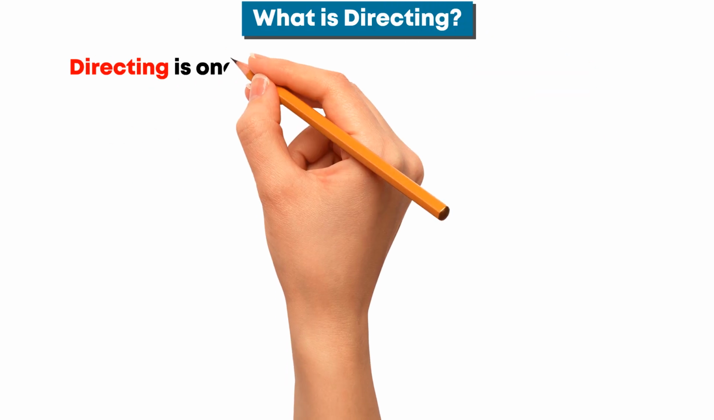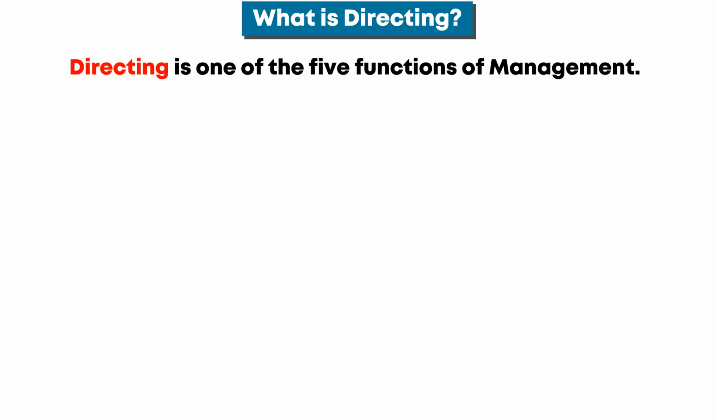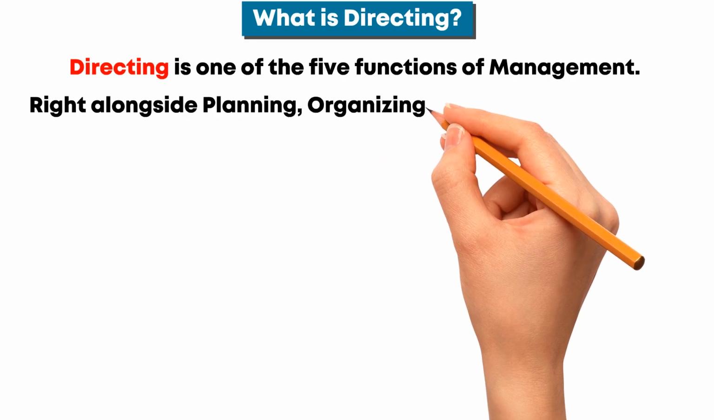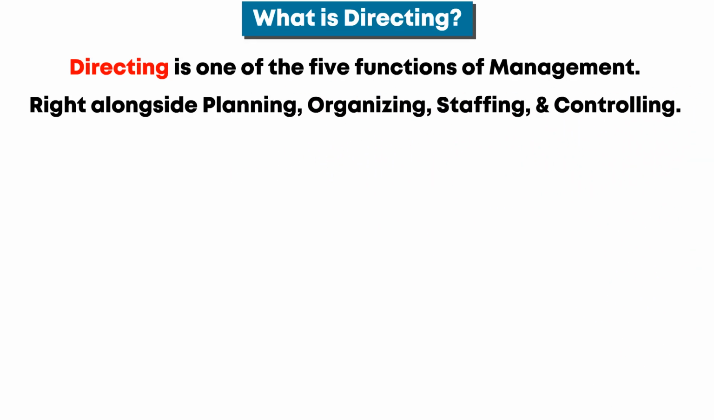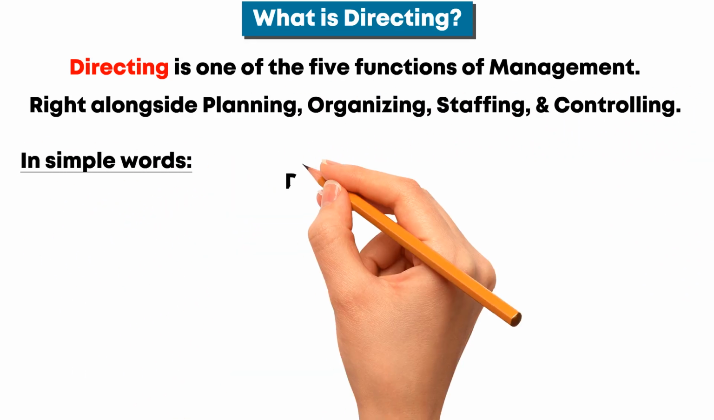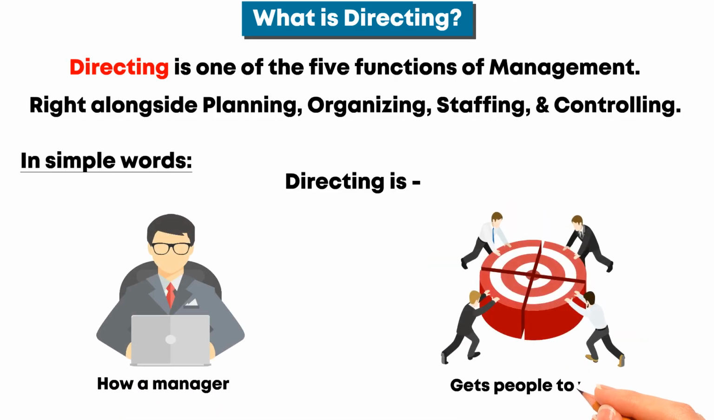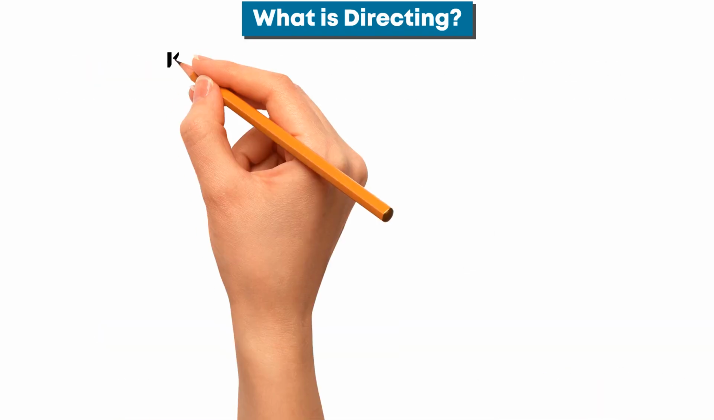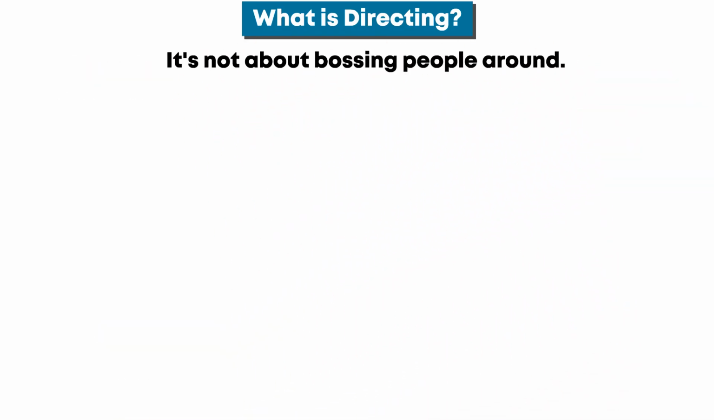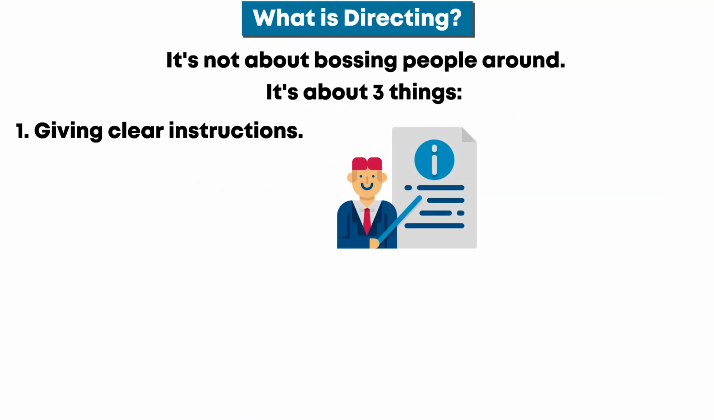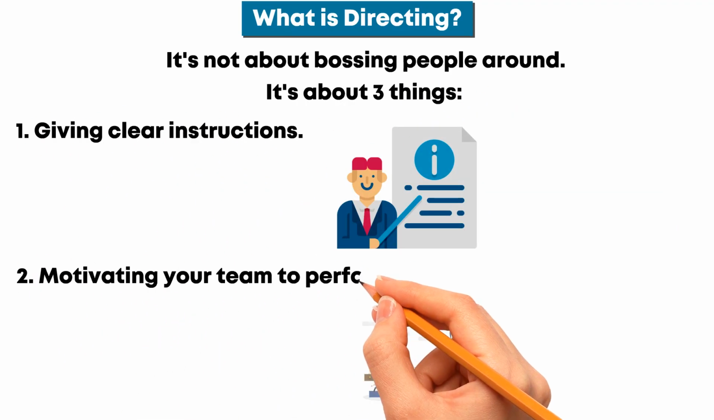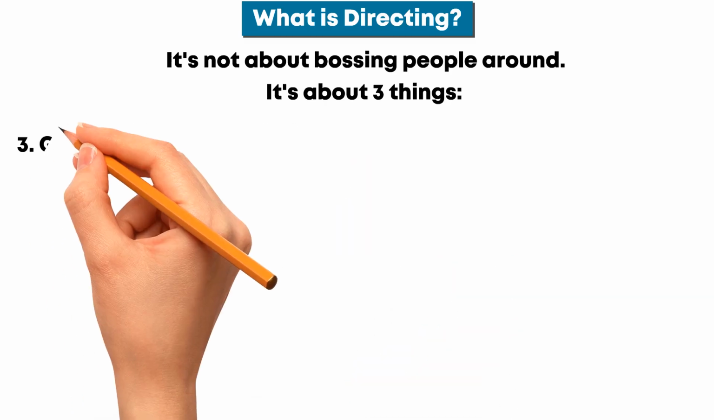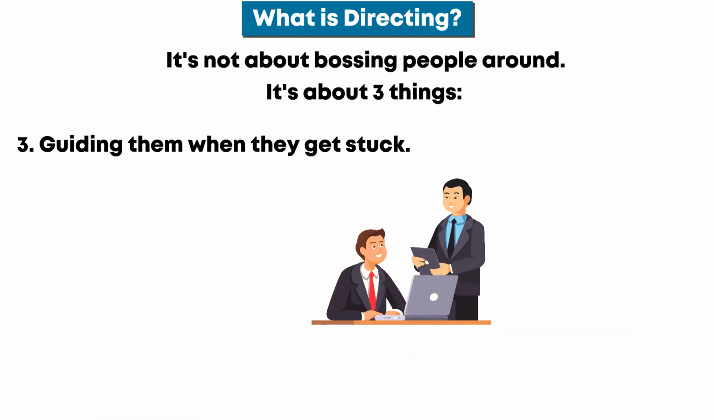What is directing? Directing is one of the 5 functions of management, right alongside planning, organizing, staffing, and controlling. In simple words, directing is how a manager gets people to work toward a goal. It's not about bossing people around. It's about 3 things. 1, giving clear instructions. 2, motivating your team to perform their best. 3, guiding them when they get stuck.